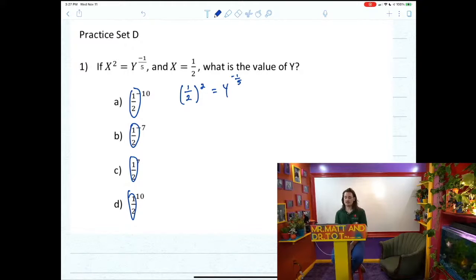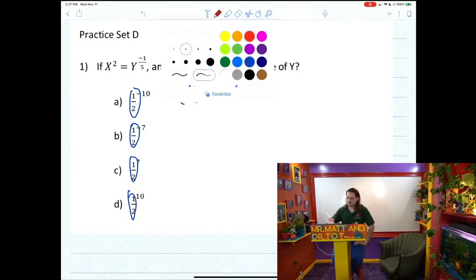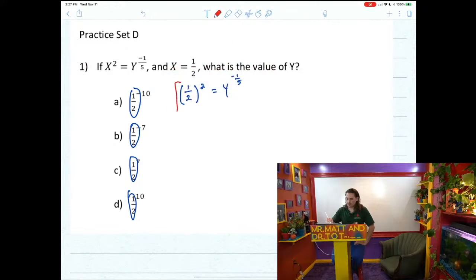of each other, and that will reduce down to just 1, which has no effect on y, so y to the 1 power is just y. So I'm going to raise both sides to the 5th power. Excuse me, the -5th power.